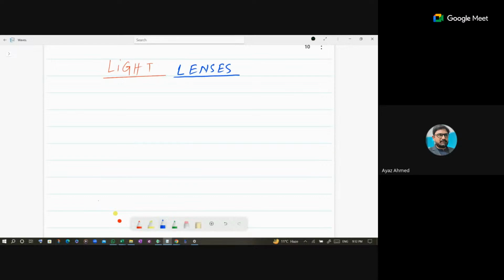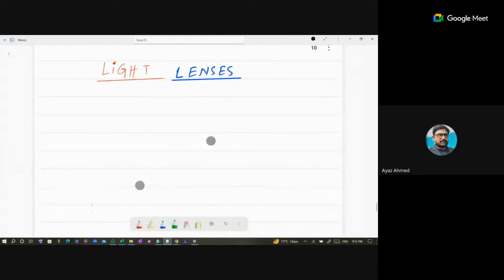Okay, Ariba, did you ever hear the word lenses? Yes, sir. I'm wearing lenses on my glasses, and I've worn lenses before. Yes, glasses. Okay, which type of glasses do you wear? Converging or diverging? What type of lenses do you have?